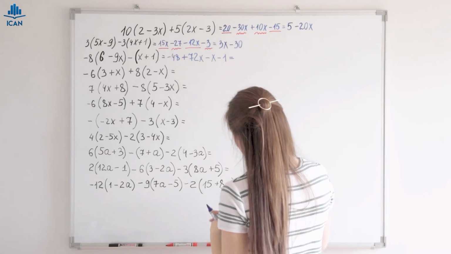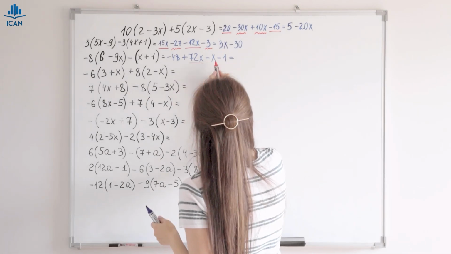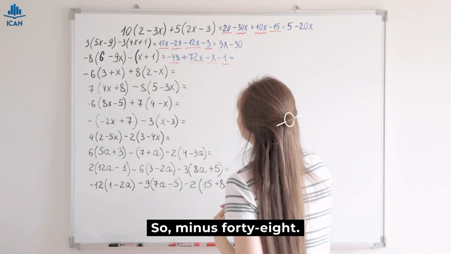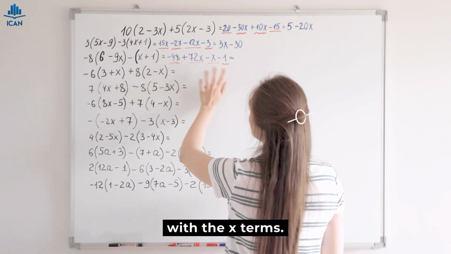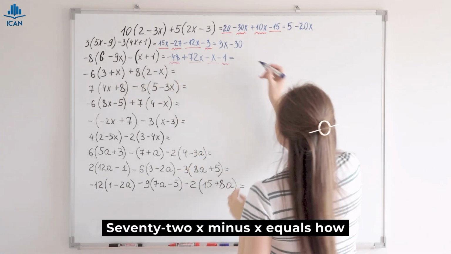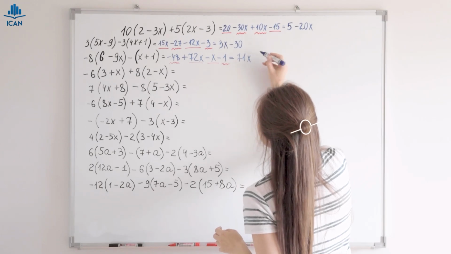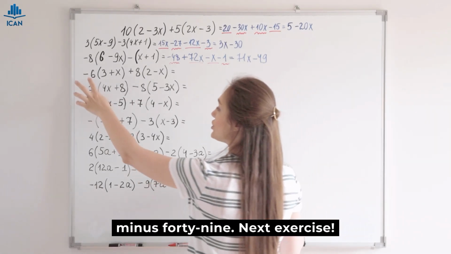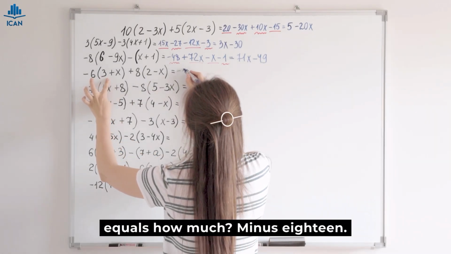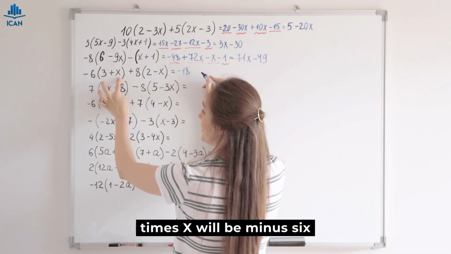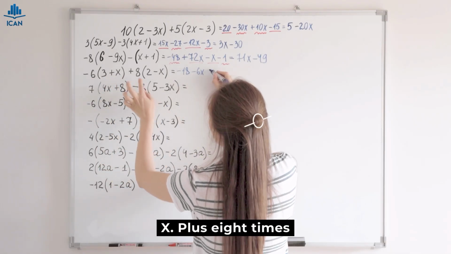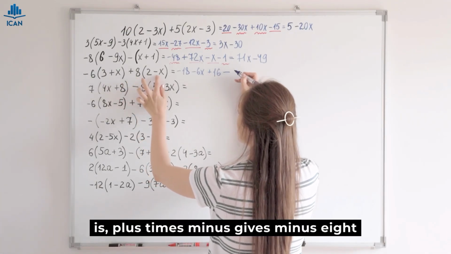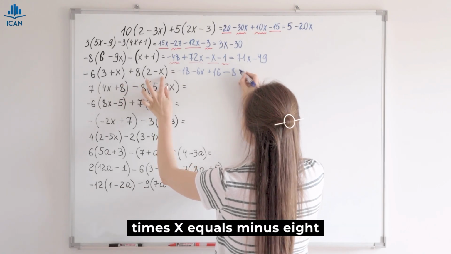It's very simple. So now we have x here and numbers here. So minus 48. Let's start with the x terms. 72x minus x equals how much? 71x. And here minus 48 plus minus 1 equals minus 49. Next exercise. Minus 6 times 3 equals how much? Minus 18. Minus 6 times x will be minus 6x. Plus 8 times 2 is 16. Minus, that is, plus times minus gives minus 8 times x equals minus 8x.